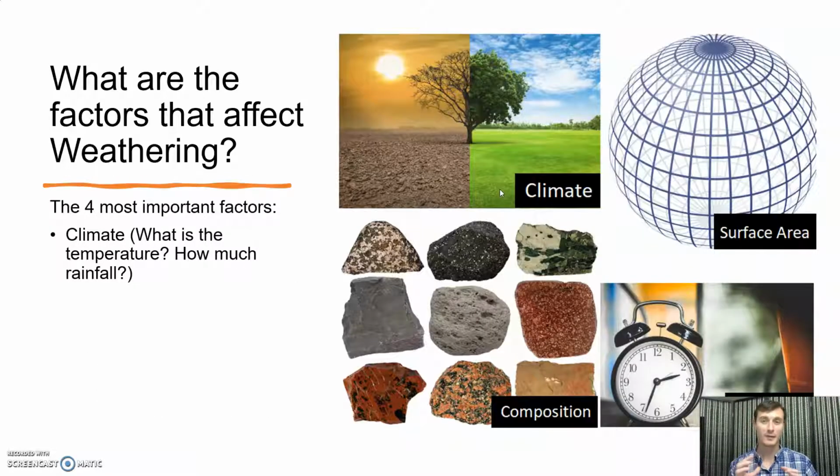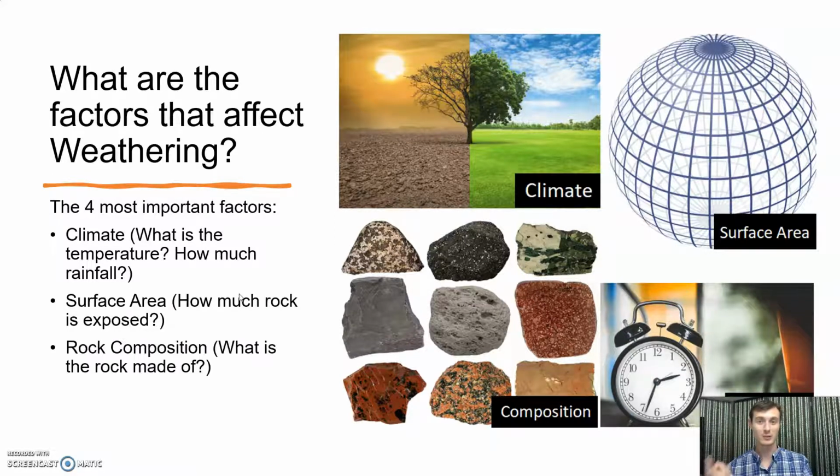So what are all the different things that can make weathering go fast or slow? Well, the number one factor is climate. What is the temperature, hot or cold? How much rainfall is there, wet or dry? The next factor is the surface area of the rock. Is there a lot of rock exposed, lots of cracks in it, which increase the surface area, more places for water to get into and react?